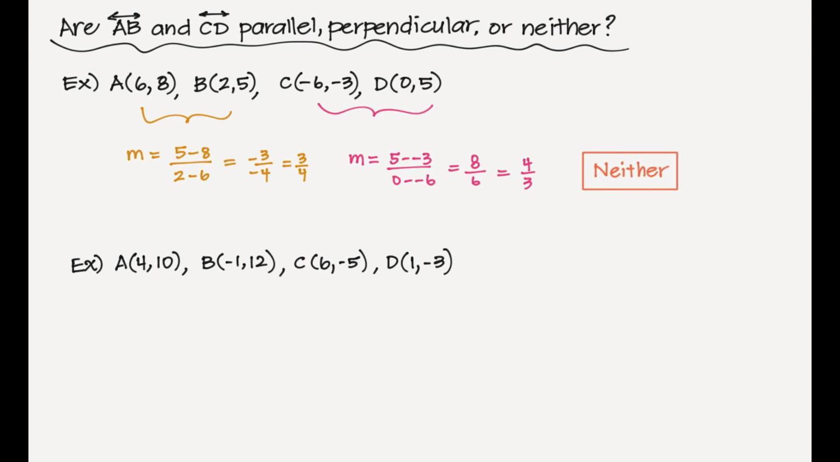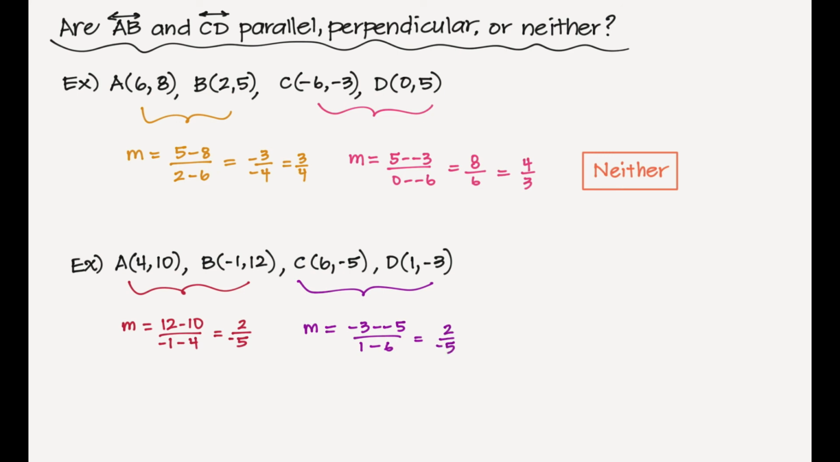Our final example, A is 4, 10, and B is negative 1, 12. So when I find the slope, I have 12 minus 10 over negative 1 minus 4, which equals 2 over negative 5, or I could just say negative 2/5. Now C is at 6, negative 5, and D is at 1, negative 3. So to find the slopes, I have negative 3 minus negative 5 over 1 minus 6, and that leaves us with 2 over negative 5, or negative 2/5. So since they are the same slope, these are going to be parallel lines, and we are done.